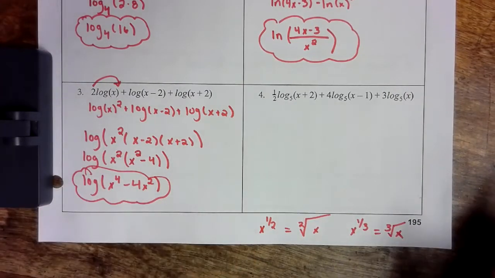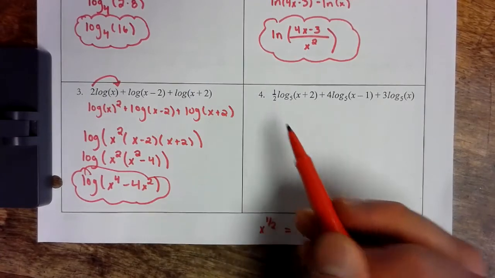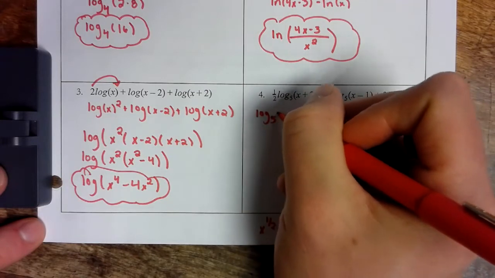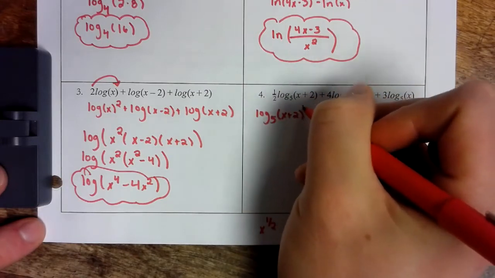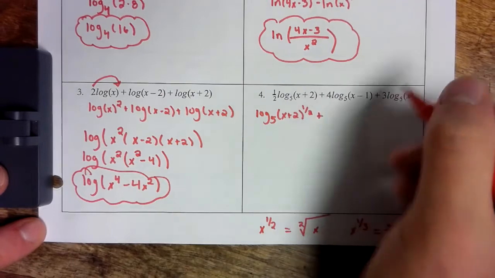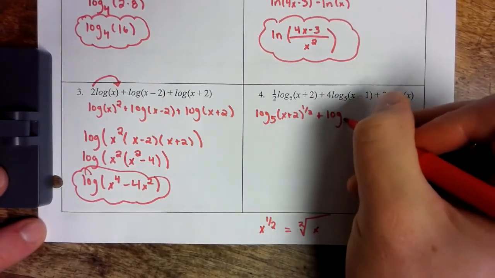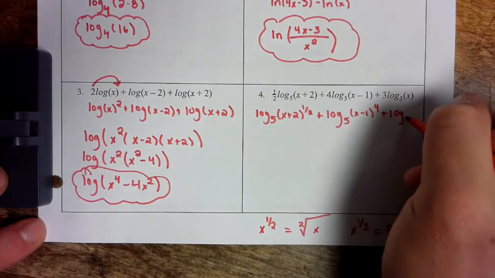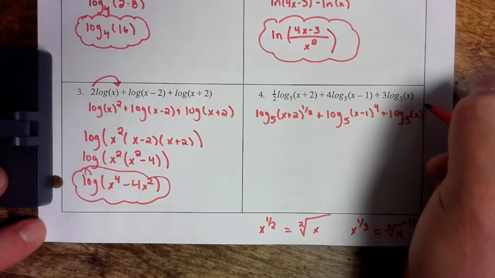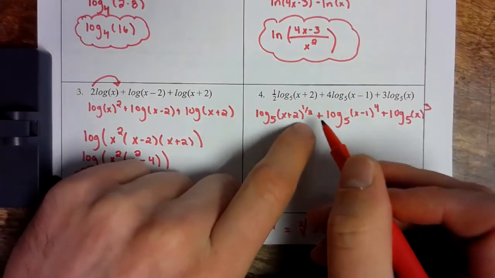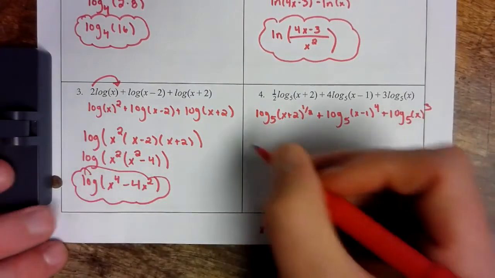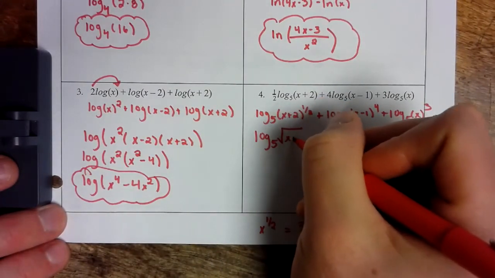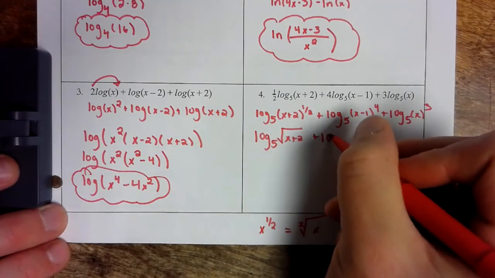This is going to be important when we're actually trying to simplify, and it applies here because when I go ahead and make that my coefficient, log base 5 of x plus 2 to the power of 1/2, and I'll just go ahead and take care of the other exponents here, log base 5 of x minus 1 to the power of 4 plus log base 5 of x to the power of 3. Anything to the power of 1/2, we are actually taking the square root of all that. So this is really log base 5 of the square root of x plus 2. And then the other ones will stay the same.